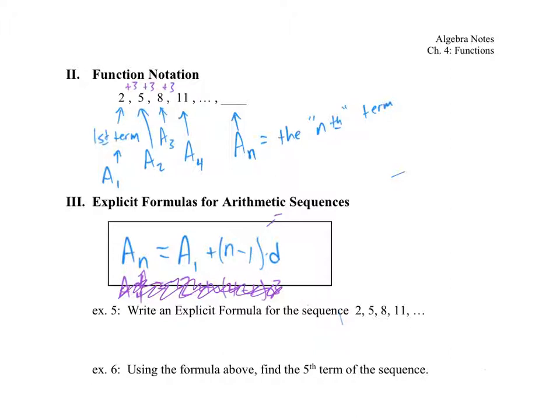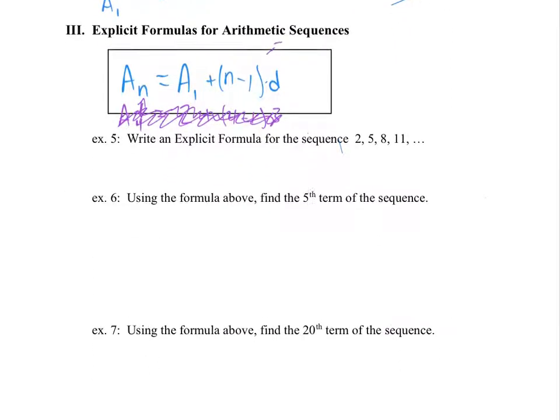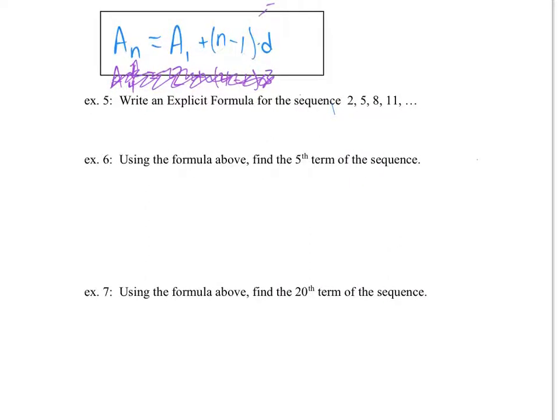Just learn the thing in blue. The purple, how to get it, is nice. It helps you remember it, but it's not pivotal to understanding it. So, good? All right. Write an explicit formula. In a perfect world, you'd know this thing in blue, this explicit formula, from memory for the test.